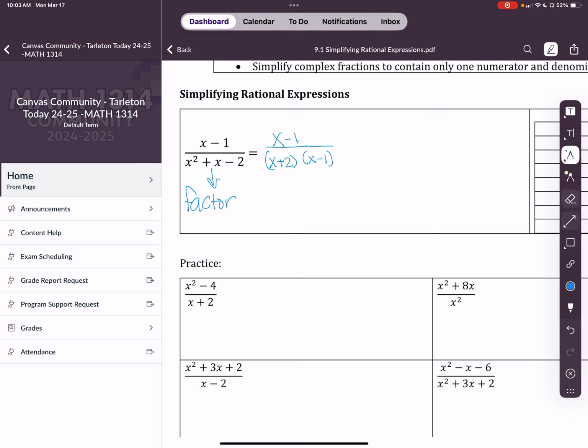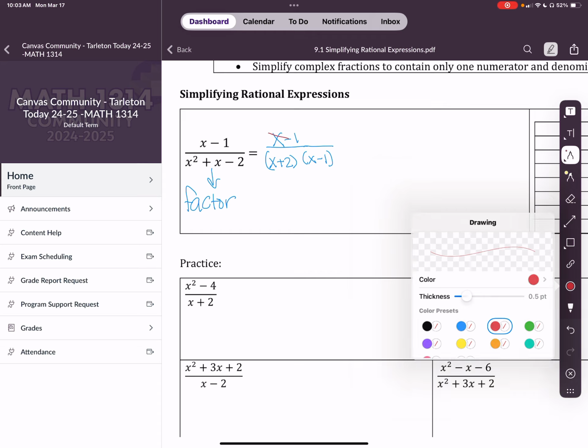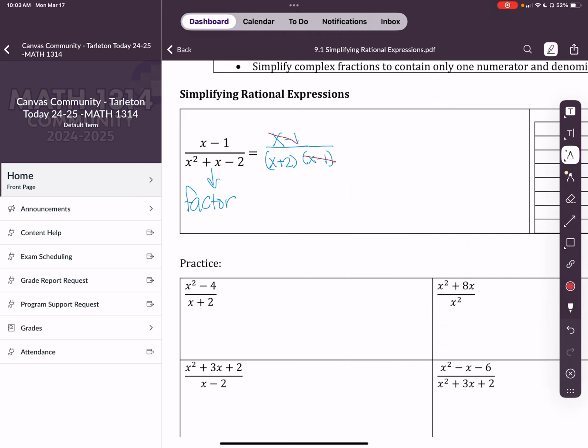Okay, now one thing that you may or may not notice, I guess I should say, is that we have common factors in the denominator and the numerator. So I'm going to go ahead and cancel those. So my x minus 1 and my x minus 1 will cancel. Okay, so x minus 1 over x minus 1 cancels to a 1. Okay, so that means that this is going to be 1 over, I guess I didn't need my parentheses, x plus 2.